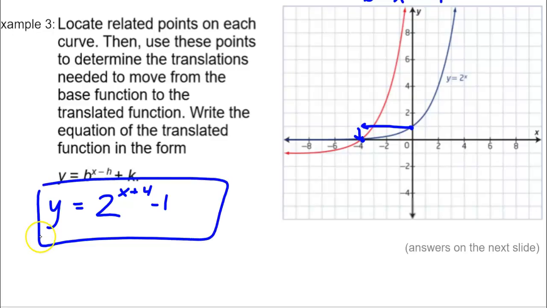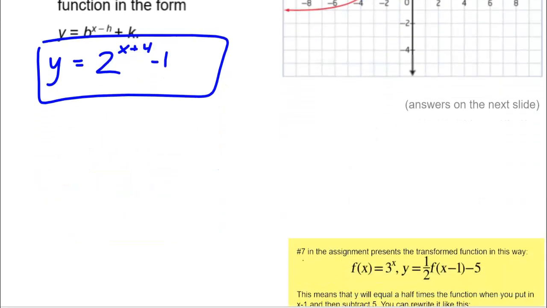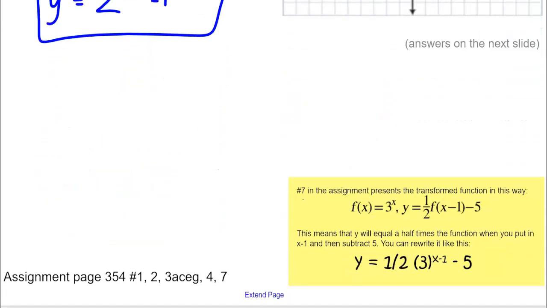One more thing here. I do want you to go to the bottom and fill this yellow box in, because for some reason that didn't print when I printed your notes. So number 7 in the assignment presents a transformed function in this way, where f of x equals the base function, 3 to the power of x, and then it says y is equal to 1/2 times that f of x, where instead of putting in an x, you're putting in an x minus 1. And then you're subtracting 5.